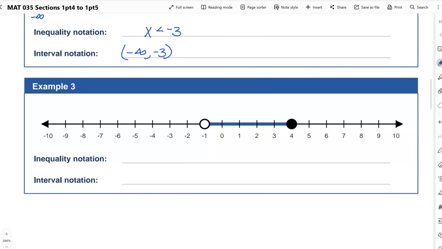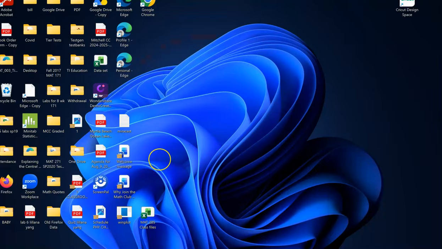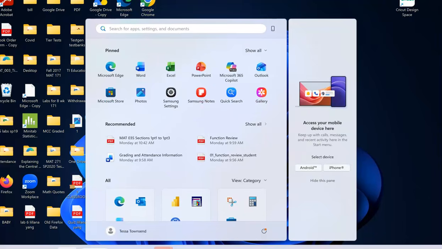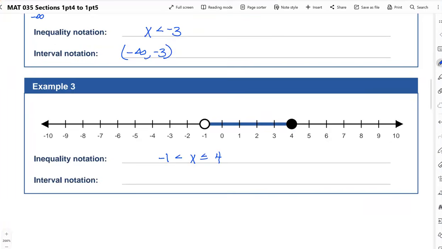Look at example 3. I have an open circle at -1, closed circle at 4, and it's shaded in between. So I'm looking at all x values between -1 and 4. Open circle at -1 means I'm using a less than. Closed circle at 4 means I'm using less than or equal to. So my inequality notation would look like -1 is less than x is less than or equal to 4.